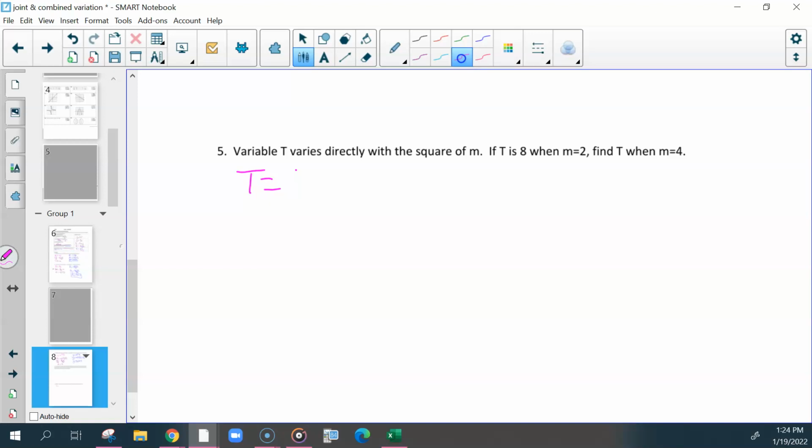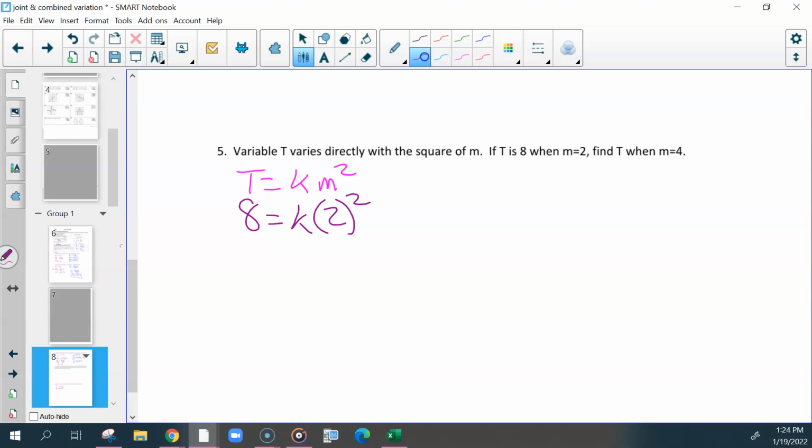T equals K M, but it's the square, so it'd be M squared. So then when we put everything in, we have to remember that M is squared. Don't lose that. Put your number in parentheses when you put it in. So we have 8 equals whatever K is times 2 squared. Or you can change that to a 4 immediately, either way.